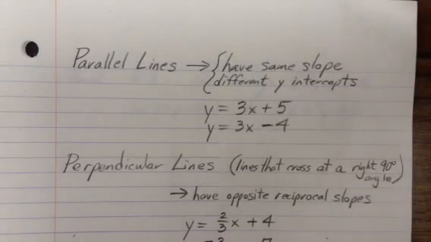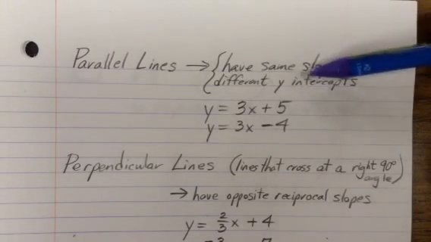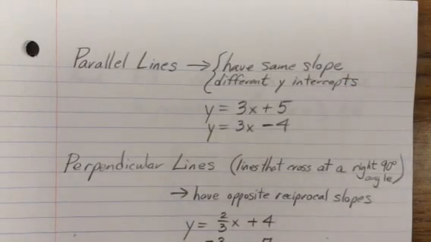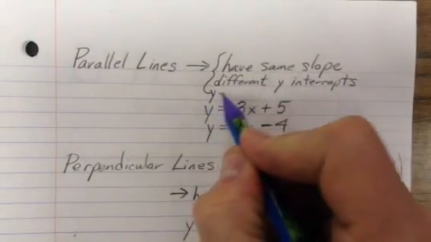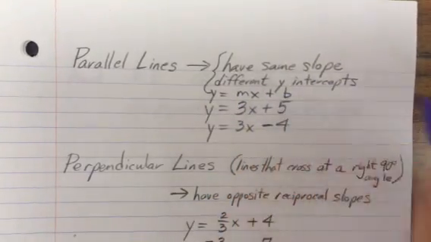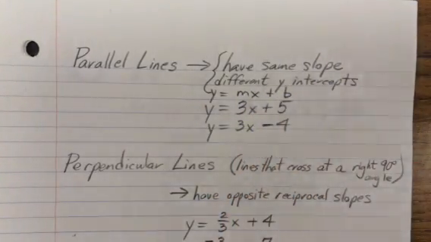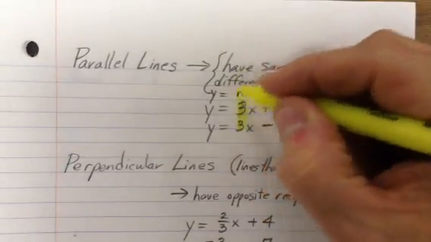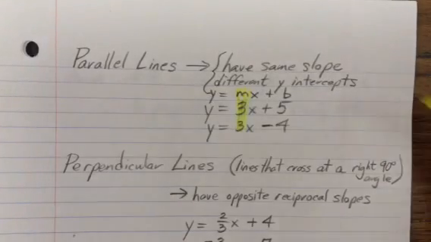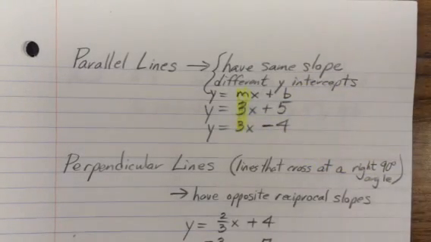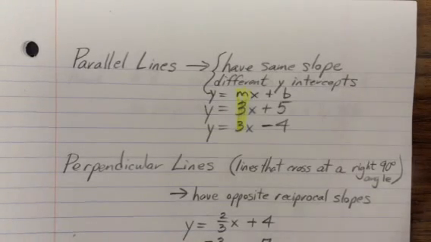So remember that parallel lines have the same slope and different y-intercepts. Here's an example of parallel lines. Notice that this is in the form of y equals mx plus b, slope-intercept form. You can always identify your slope. In both of these, we have a slope of 3. The y-intercepts, the b's, are different. So put them in your calculator, and you're going to have two lines that are parallel. They will not cross each other. They have the same rise and same run.